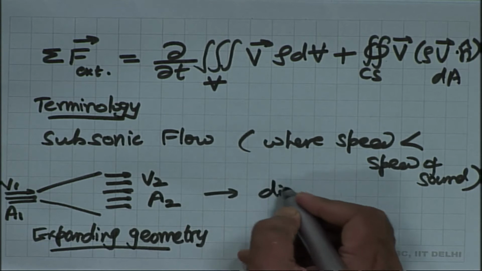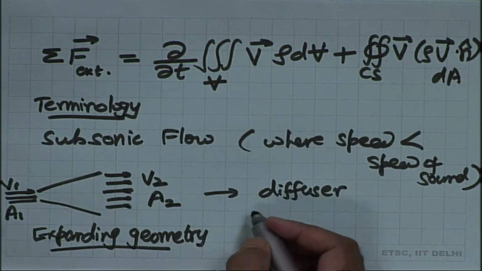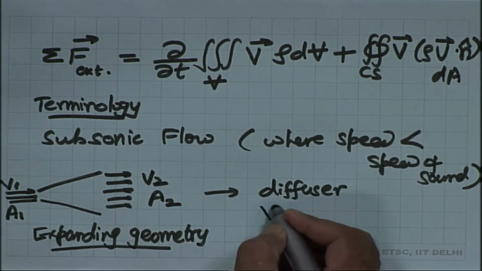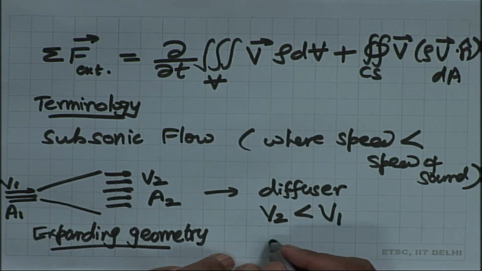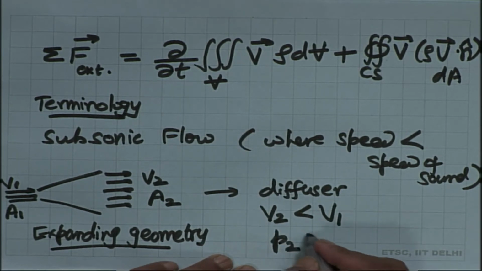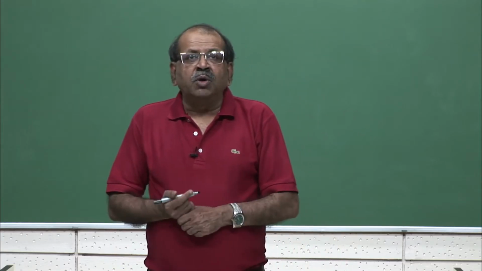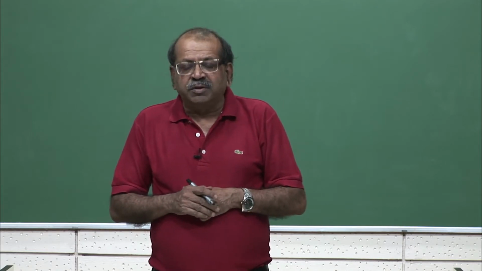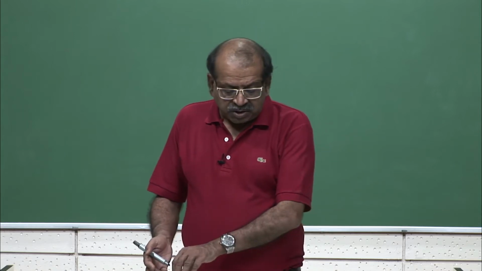This is called a diffuser, and in a diffuser what we find is that clearly as long as the flow is incompressible, V 2 is less than V 1, and if we use Bernoulli's equation, we will find P 2 will be greater than P 1. So diffusers are devices which are used to slow down an incompressible or a subsonic flow, and the pressure of the fluid will increase as it passes through a diffuser.